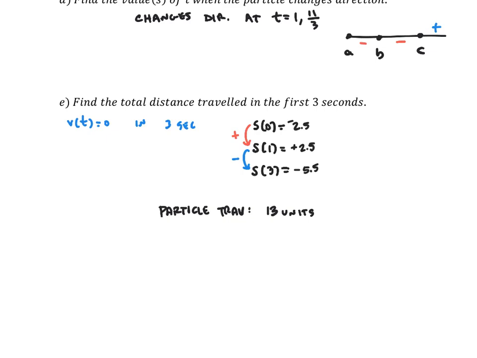Here you go, guys. That is distance traveled in some particle motion. I didn't go over displacement, but in this case we could talk about it. The total displacement here would be: started at negative 2.5, ended at negative 5.5, and those two are 3 units apart. So displacement would be 3 units.